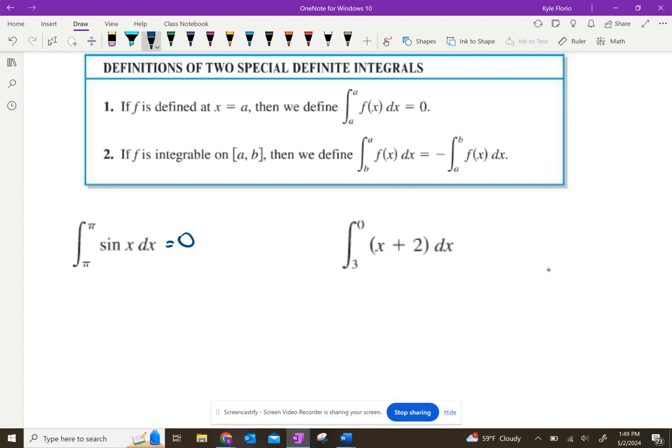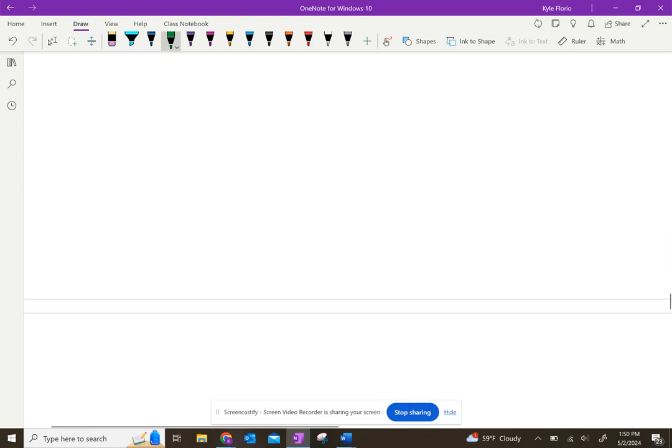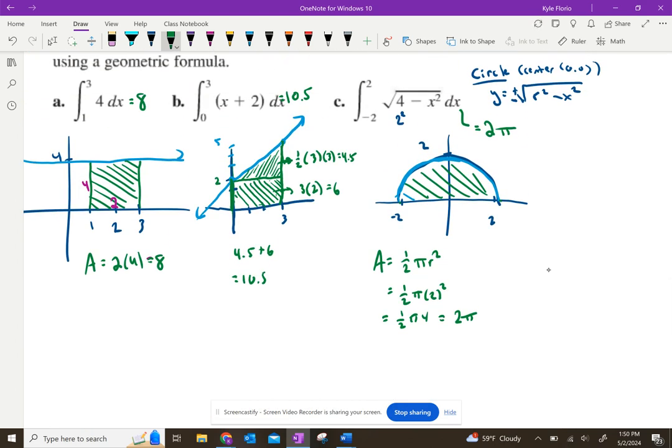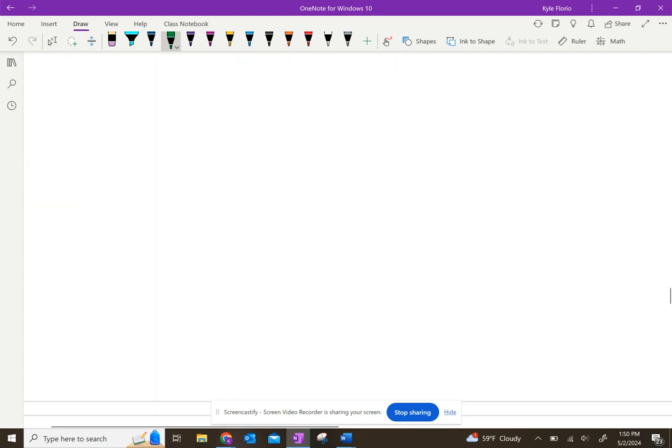Now, if I wanted the area under the curve of the function x plus 2 from 0 to 3, that's equivalent to switching this from 0 to 3 now of negative, or making it negative, x plus 2 dx. Now, this we actually already did up here. I think we got 10 and a half. So this is really just 10 and a half.